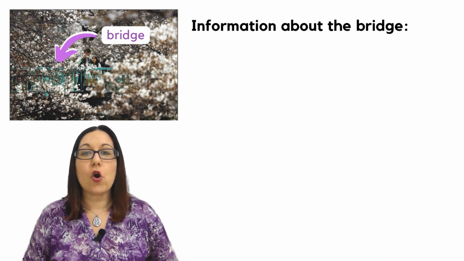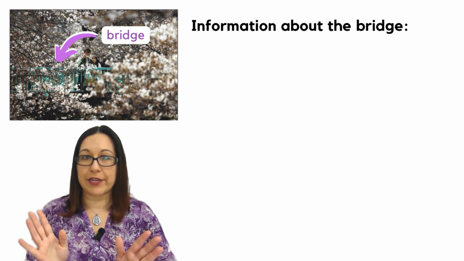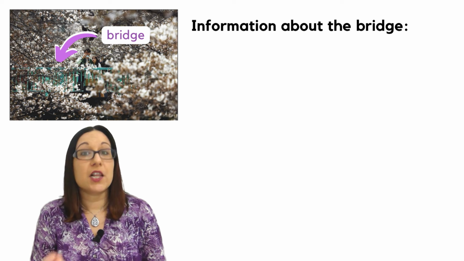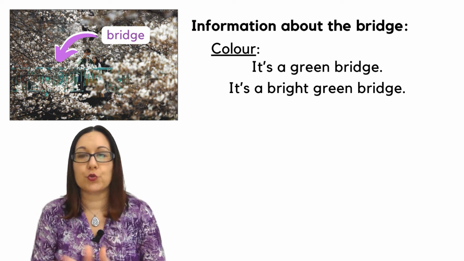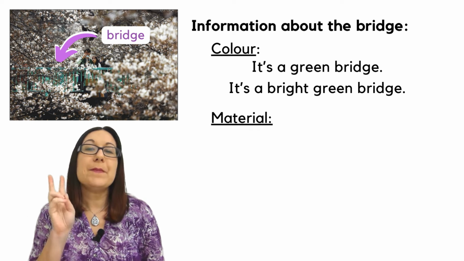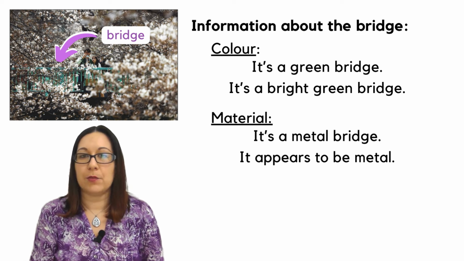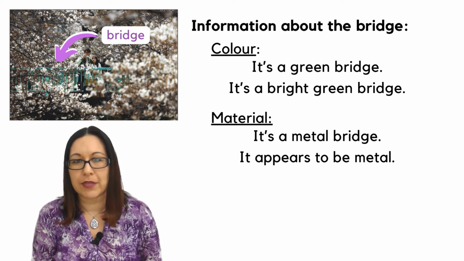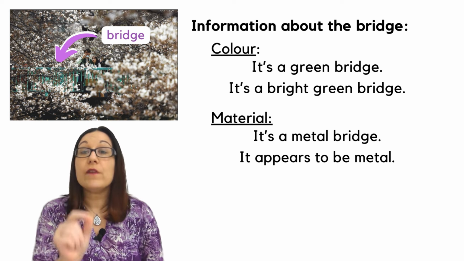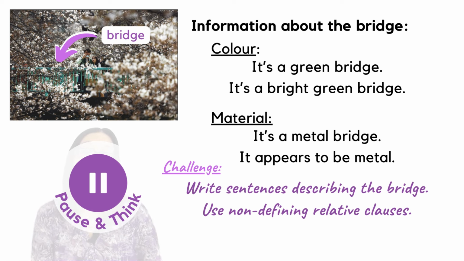So let's focus on two pieces of information about the bridge. We could use the color, so it's a green bridge or a bright green bridge, and the material, a metal bridge. At least I think it's metal. It appears to be metal. I could be wrong. So pause this video and try and write a couple of sentences about the bridge. Try using these non-defining clauses to add the information. And then I'm going to share my examples and we'll analyze the grammar together.